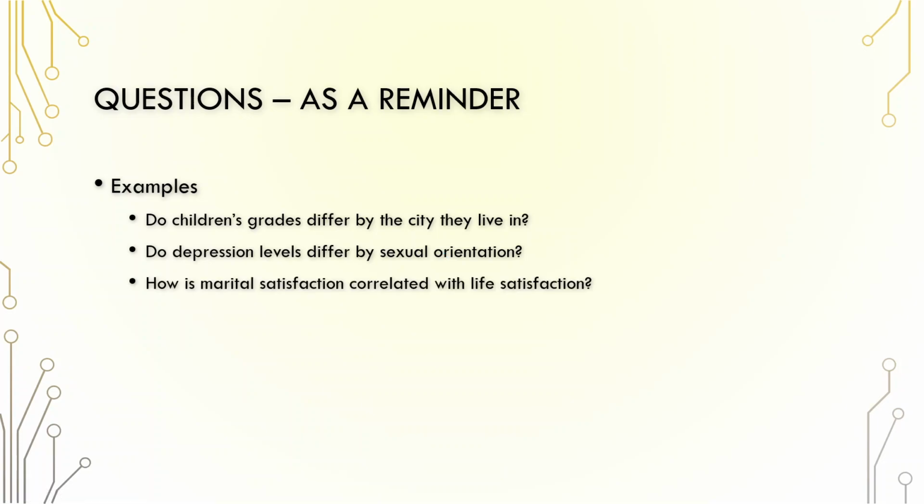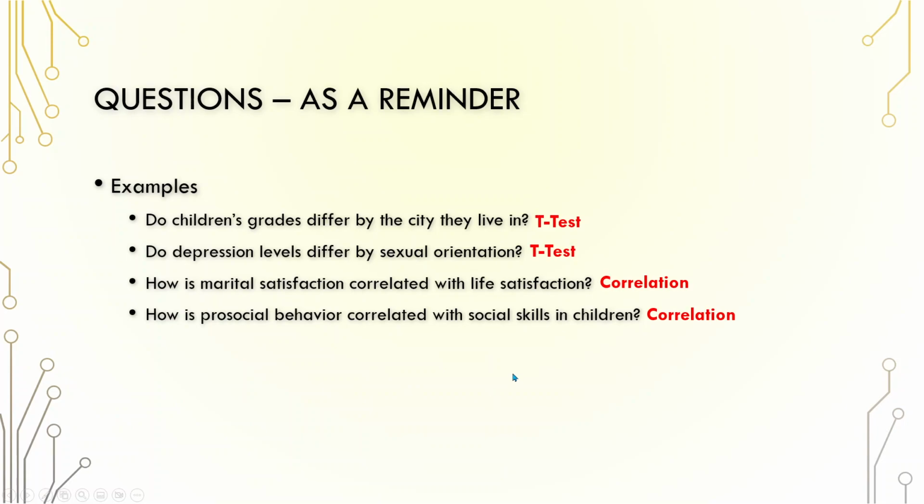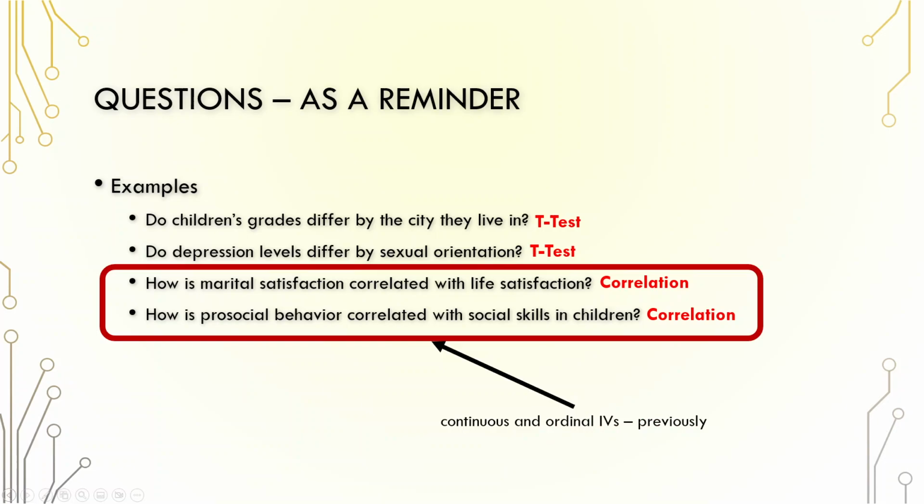Then we talked about, could marital satisfaction be correlated with life satisfaction, or pro-social behavior? Is it linked with social skills? And in these two example questions, both independent and dependent variables are continuous or ordinal. So we've talked about how we could use these types of questions for t-tests, in particular independent samples t-test. In here we could use regular bivariate correlations, but we can do all of these with regression, and we can do them all in a regression model all at the same time.